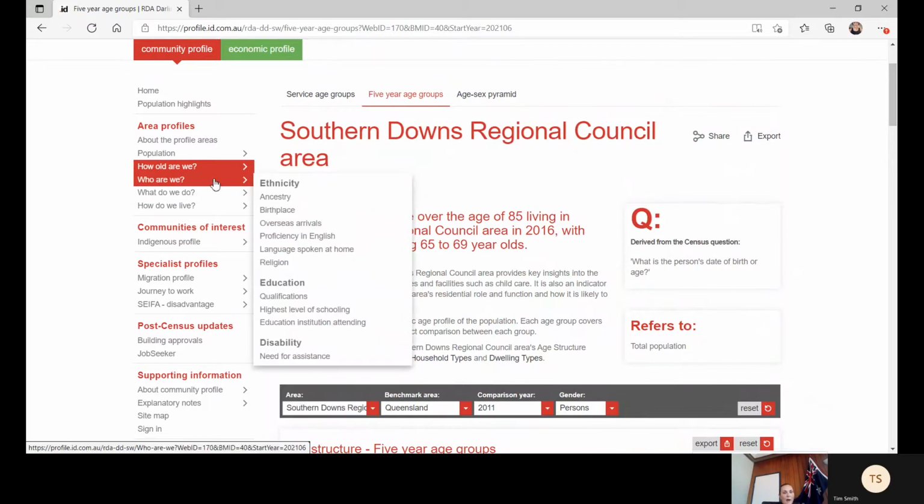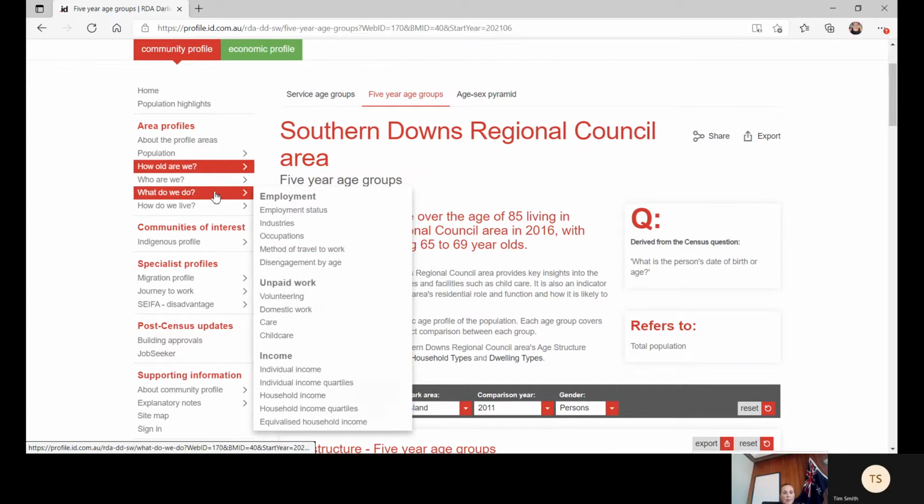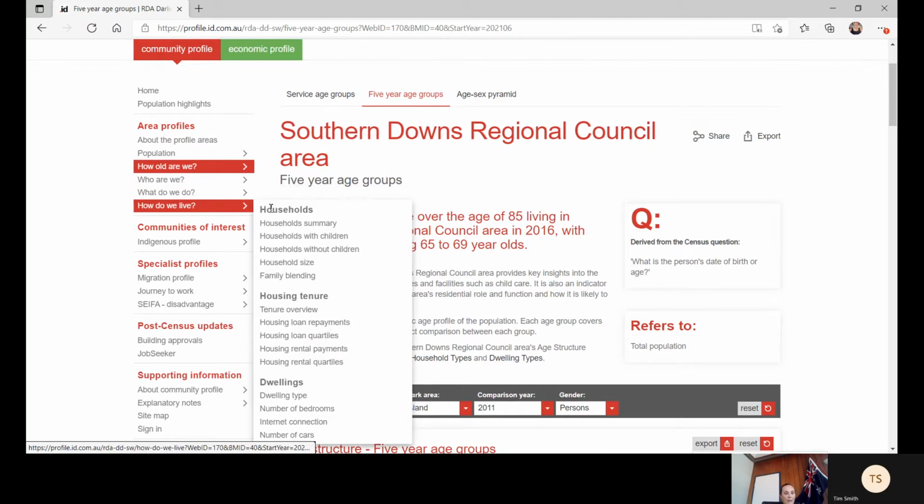We've also got our who are we, so we can look at birthplace in the community. So if you're thinking about overseas arrivals and where people are coming from and how that's changed in that 5-year period, you can look at that. We've also got the individual incomes, our employment status, volunteering and domestic work in our community, and how we live.